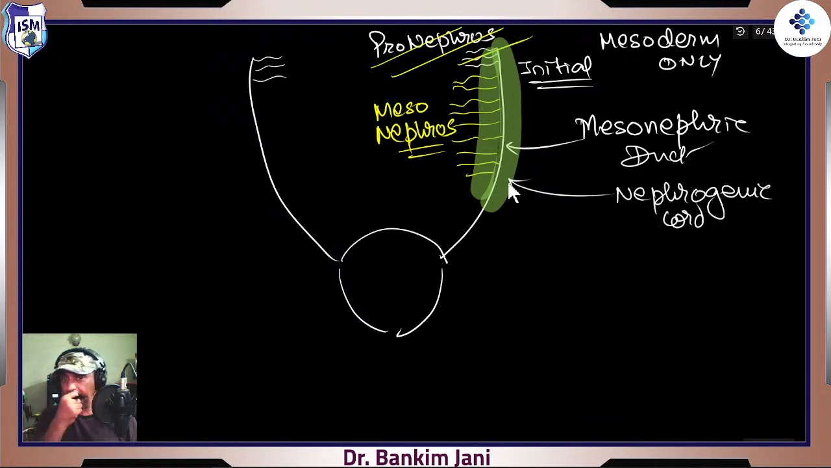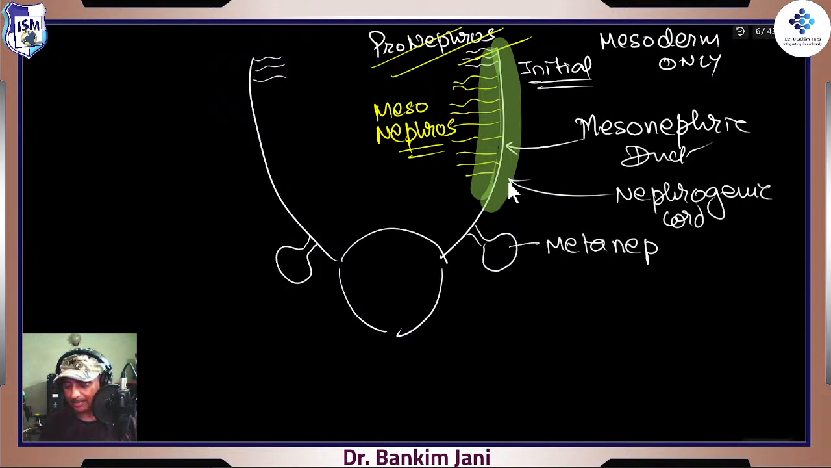Okay, then the buds develop. From here, small buds develop, right? Are they kidneys? Wait. Small buds develop. Who are they? Again, they are called the metanephric diverticulum. So who are they? Well, they'll become kidneys in future.